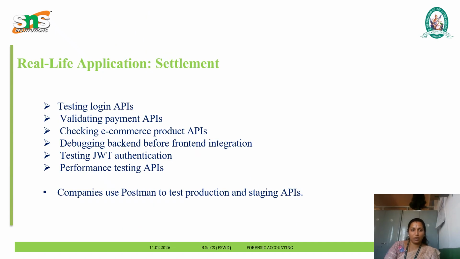Real-life applications: first thing, checking e-commerce product APIs. Second, validating payment APIs. Third, testing login APIs. Fourth, testing JWT authentication. And fifth, performance testing of APIs. So this comes under Postman to test production and staging APIs.